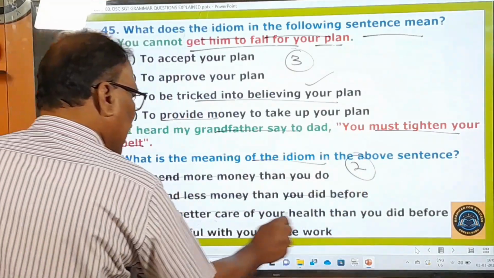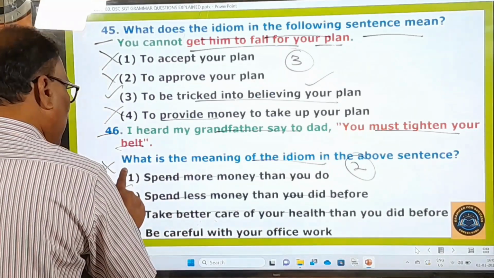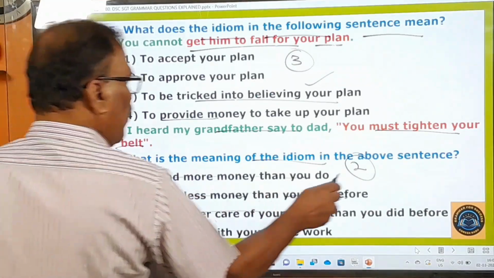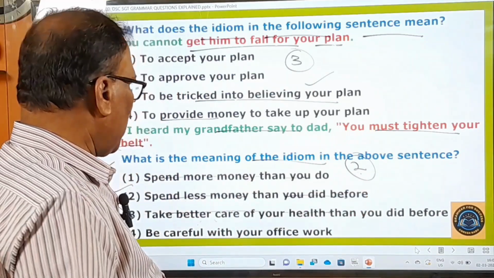And take better care of your health. No. Be careful with your office work. No. So the first one, third one, fourth one are wrong, and only the second one is the right one. And now let's move on to other questions.